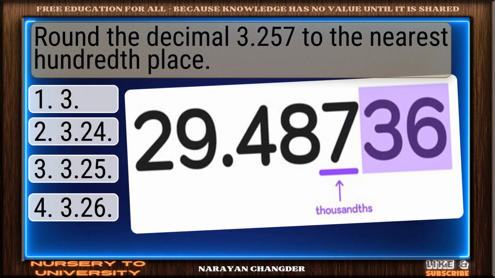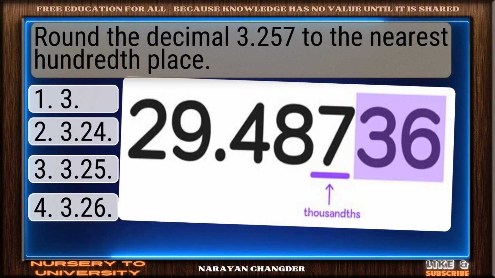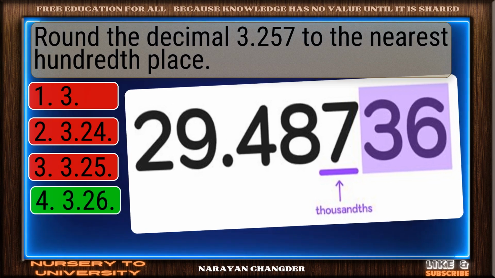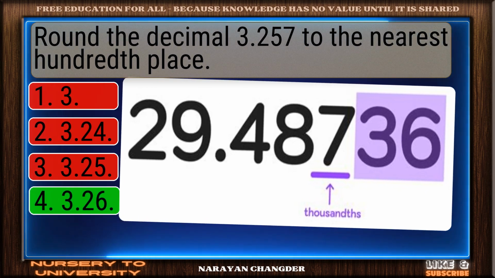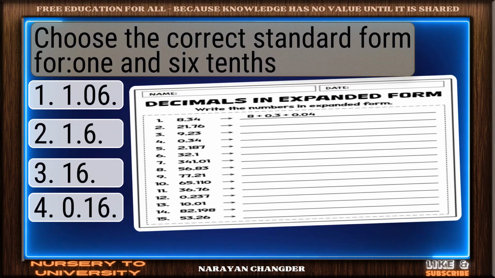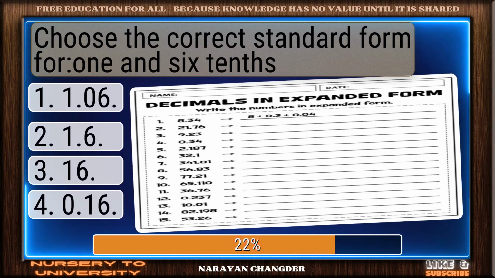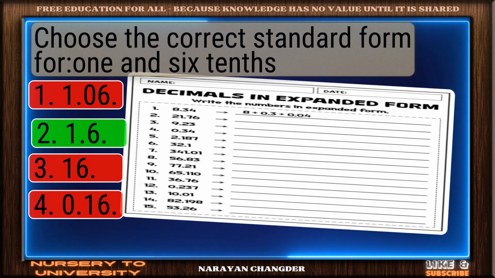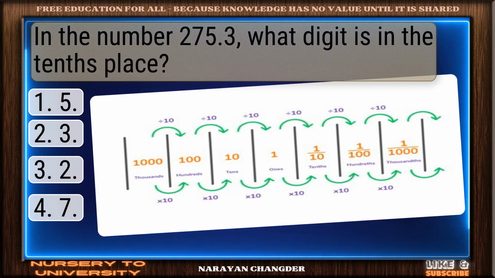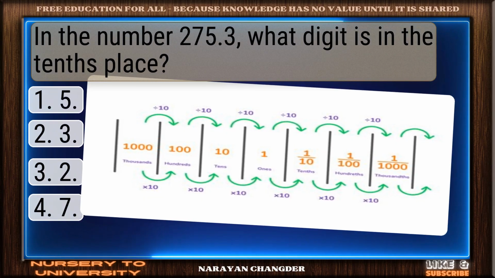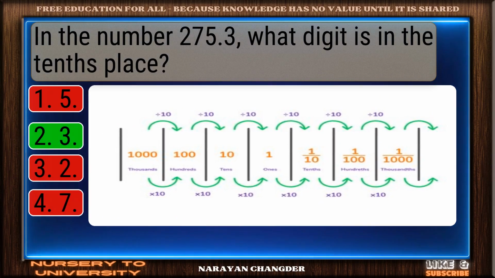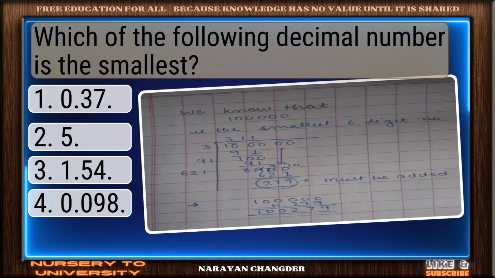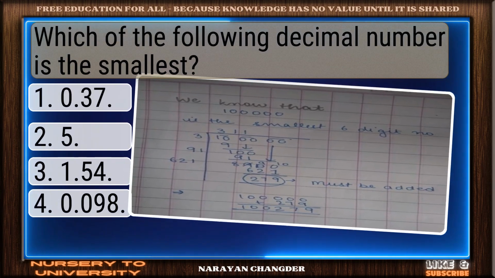Round the decimal 3.257 to the nearest hundredth place. Clear logic. Your choice 3.26 is sound and 100% true. Choose the correct standard form for 1 and 6/10ths. You chose 1.6, and it is correct. In the number 275.3, what digit is in the tenths place? Nice work. You chose 3, and it is correct. Which of the following decimal numbers is the smallest?